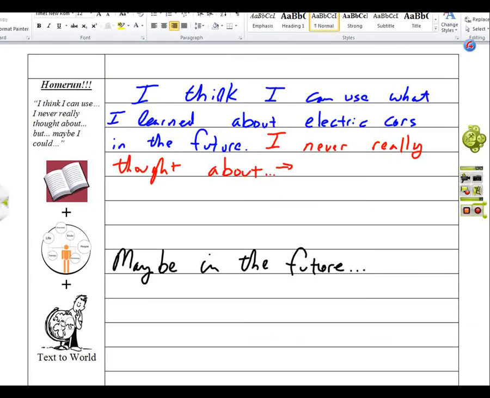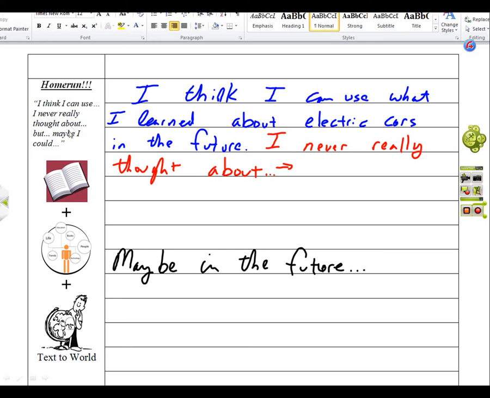Okay, now here's the home run. Home run takes it all the way to a next level where there's a text connection and a self connection. So we get all the text connections. We have all the self connections, and this is where we bring everything together. And another way to think about the text-to-world connection is, I think I can use this information.